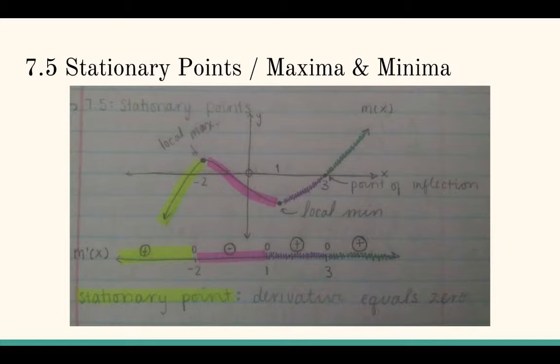Then it goes up between 1 and 3. And then it keeps going up between 3 and the rest of the graph. That's why it's color-coded like that. The point of inflection is the point where it hits the x-axis. And remember, something important to remember is that for stationary points, the derivative equals 0 because the slope equals 0.